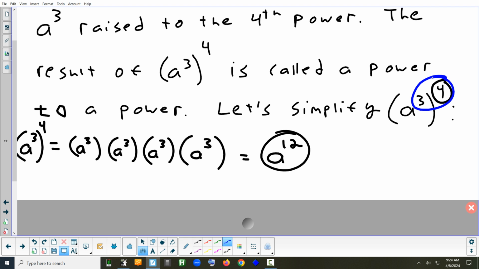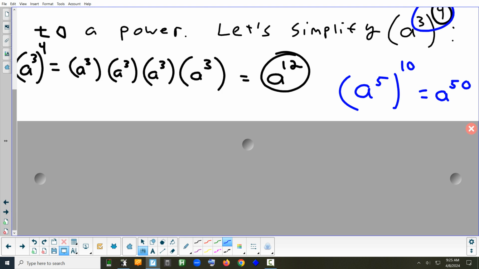Multiplying exponents is what you do when you have a power raised, actually let me write it this way, to another power. So anyone think they know what that one would be? That's a to the 5th to the 10th. A to the 50th. Yep, exactly. That would be a to the 50th. So we definitely don't want to have to write that out because I'm not going to write a times a times a 50 times. That's a lot. Okay, but that would be a to the 50th.